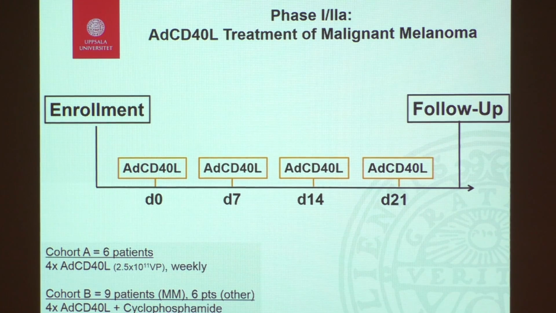We treated the first cohort of 6 patients with CD40 ligand virus. Then we continued with another 9 patients, and we added cyclophosphamide before the first and 4th treatment. We do this as a preconditioning and also supportive chemo to try to suppress the T regulatory cells a little bit, to increase the chances for immunotherapy to work, since you usually do that also for other immunotherapies like T cells and so on.